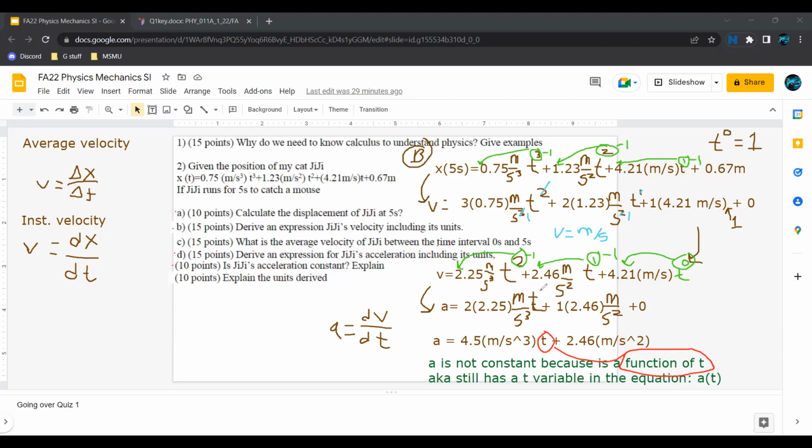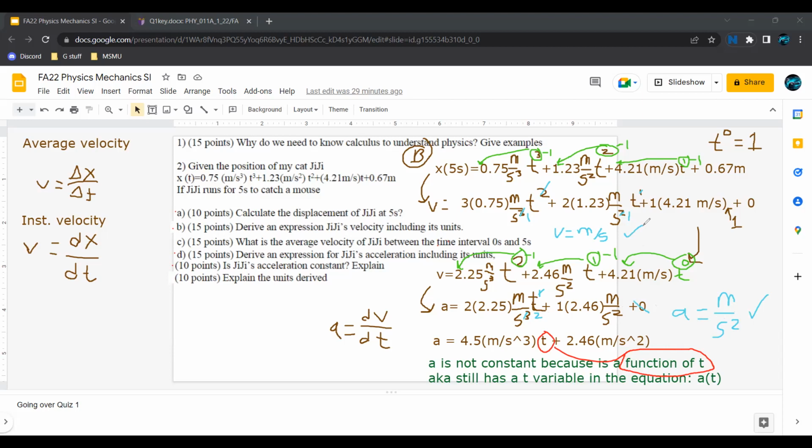Same thing for acceleration. You have a t to the power of 1 here, which is going to cancel out from this 3 and leave it with 2. And then you have meters over second squared, which leaves you with meters over second squared for both. This 0 you can just ignore. And that's what you expect for acceleration. That's all she means by explain the units derived.